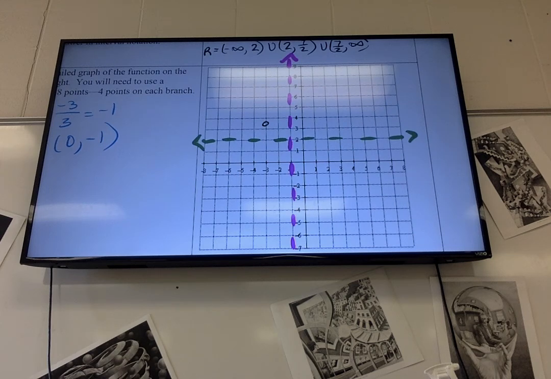Next, it says, what is the 0 of the function? That was at 1/2. So at 1/2, 0. So that's right there. You don't really need the domain and range here. And we just found the y-intercept. It was 0, -1.